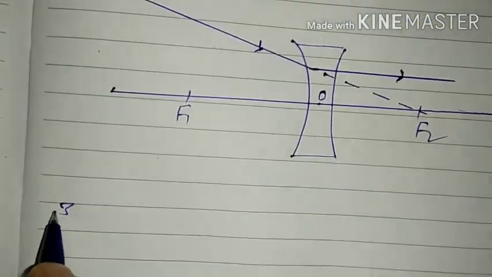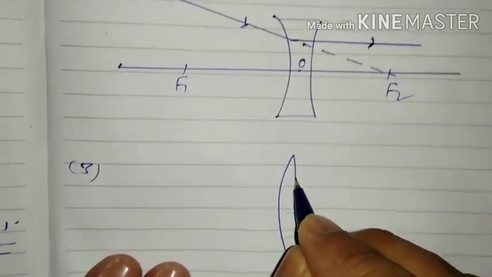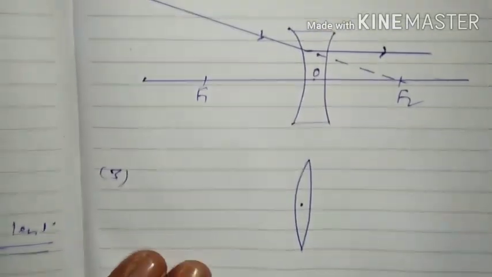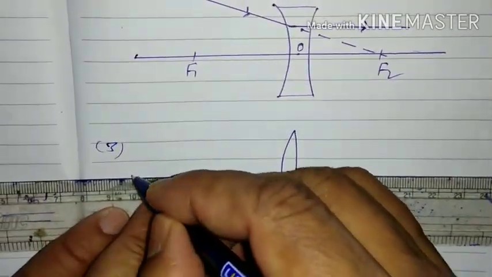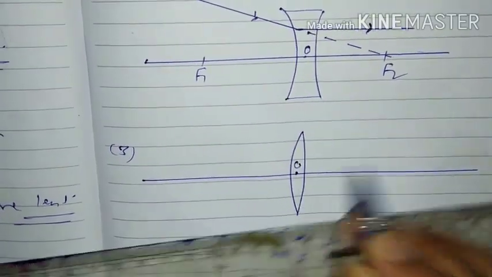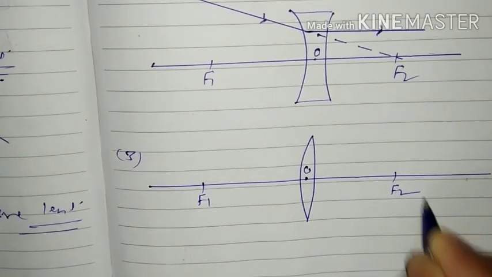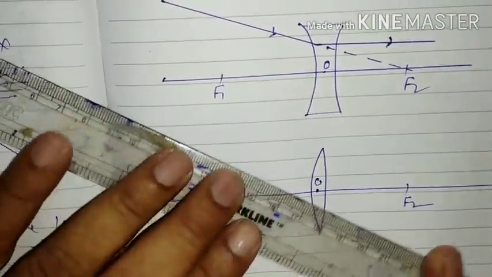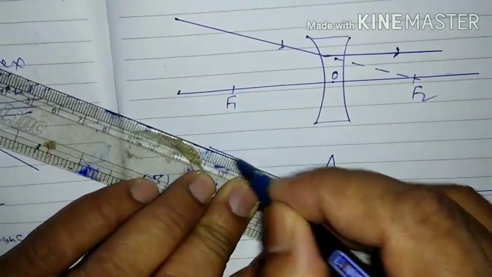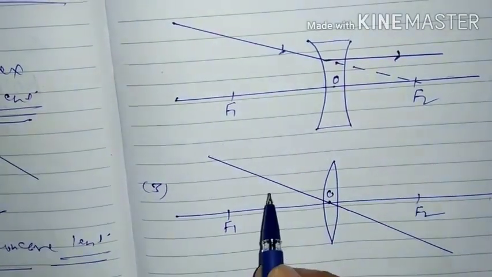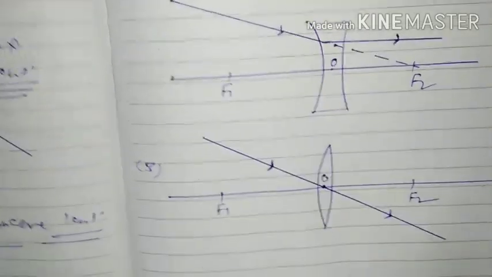Now, situation 3. Suppose, once again, we have a convex lens. This is the optical center. This is our principal axis. This is focus 1. This is focus 2. Now, if rays of light pass through the optical center in the case of a convex lens, then there is no change in the path of light.